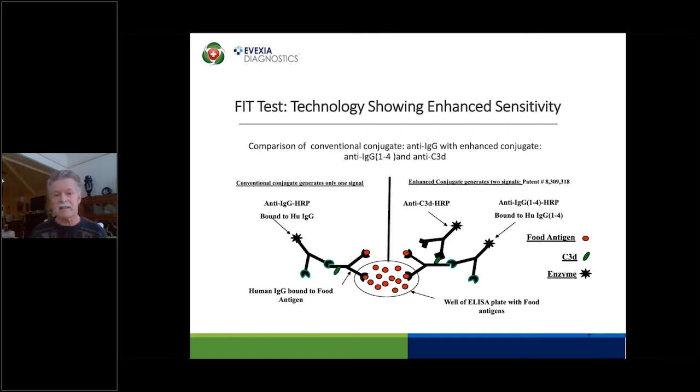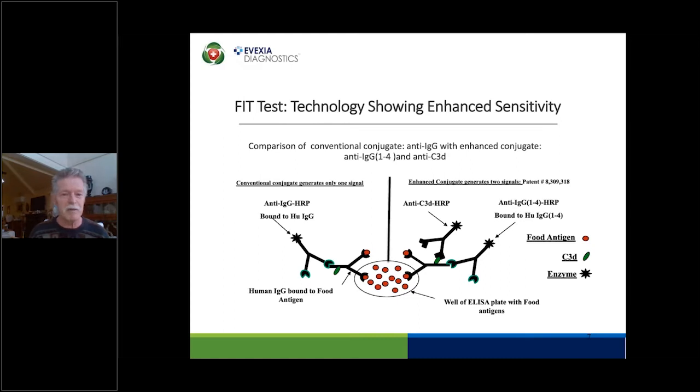So instead of trying to increase the signal by adding more of the anti-human IgG, and what happens is you get background and you get false positives. So by adding the anti-human C3d, we got enhanced signal, double the signal, but what we didn't get was high background and false positives. So that was very important.